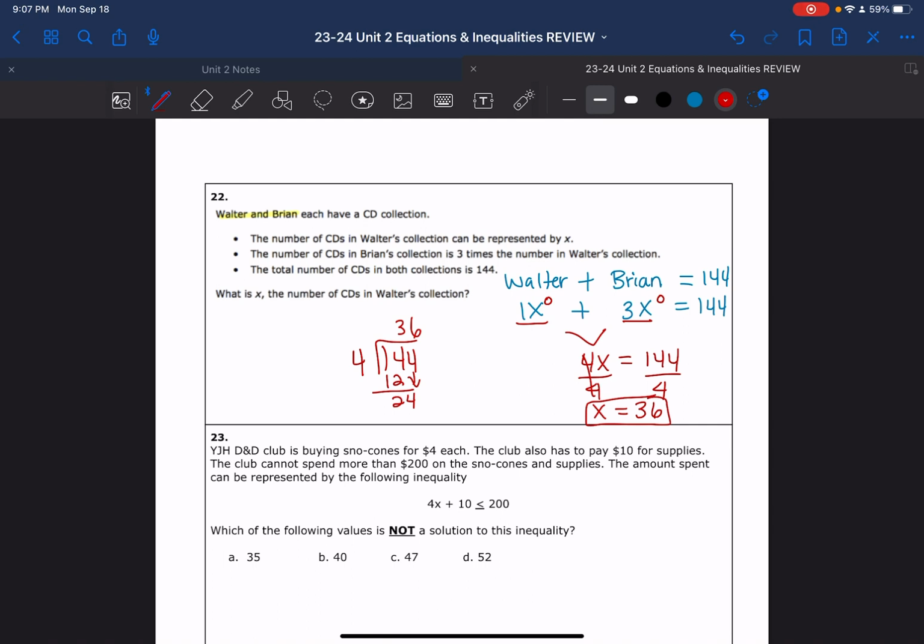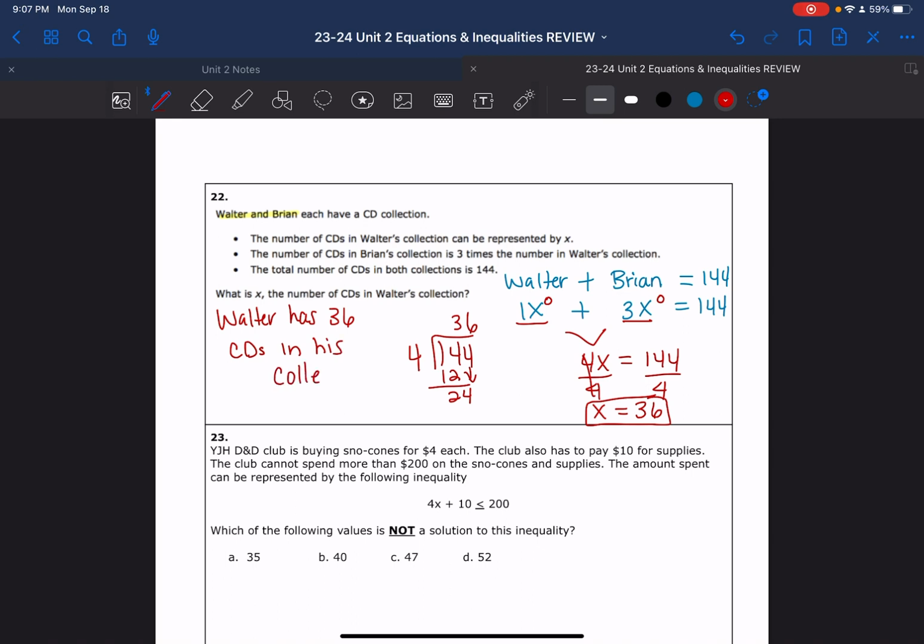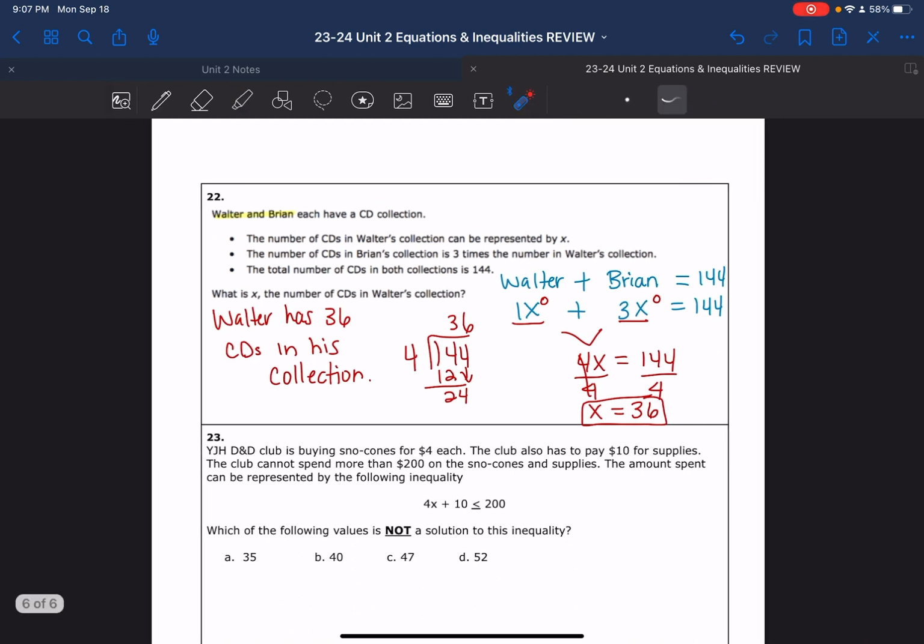Now, let's think about this. What does this answer mean? Okay, so what it was asking us is, what is X, the number of CDs in Walter's collection? So Walter has 36 CDs in his collection. What if I wanted to find out how many Brian has? What do I do? Well, all I'm going to take is 36 and multiply it by 3. So I would do 3 times 36, and that would give me my answer for Brian's, excuse me, not Walter's.